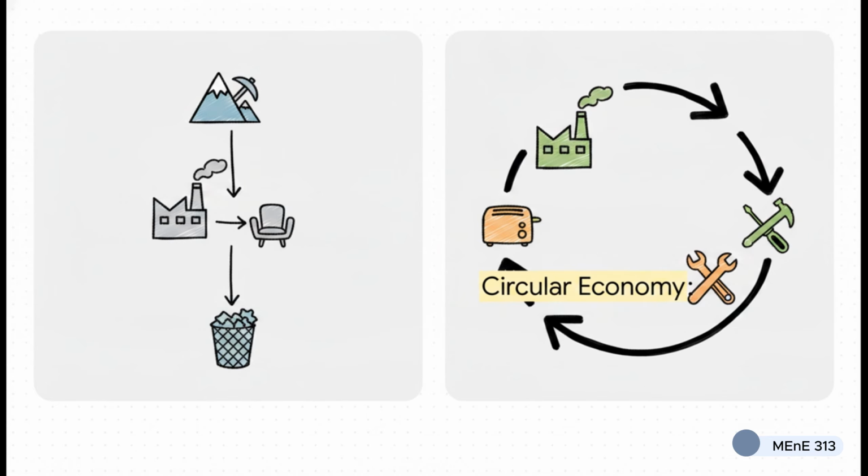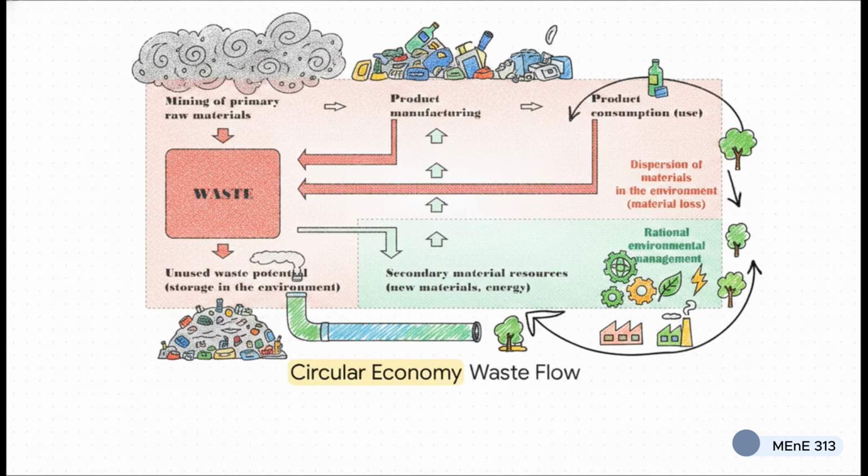It's a closed loop. As we consider this flow, adapted from the Asian Development Bank, you can actually see how this works in practice. Unused waste potential, stuff that would normally just sit in the environment as pollution or take up space in a landfill mass, is instead actively redirected. Through smart, rational environmental management, it becomes secondary material resources and energy.